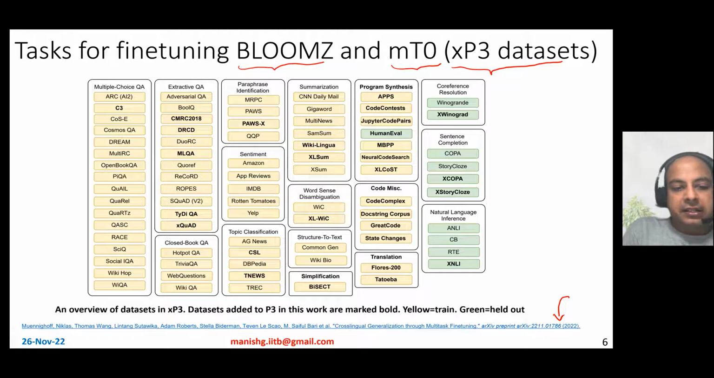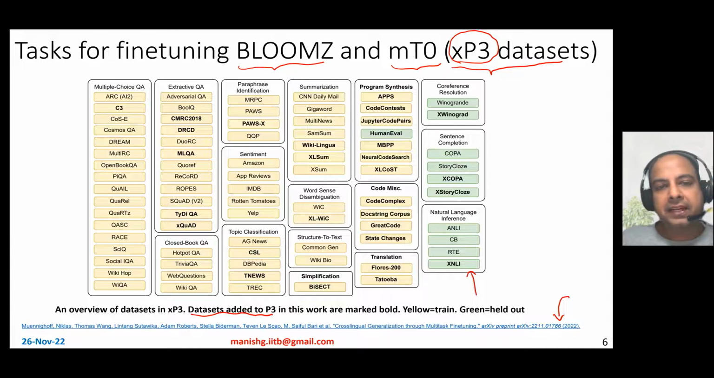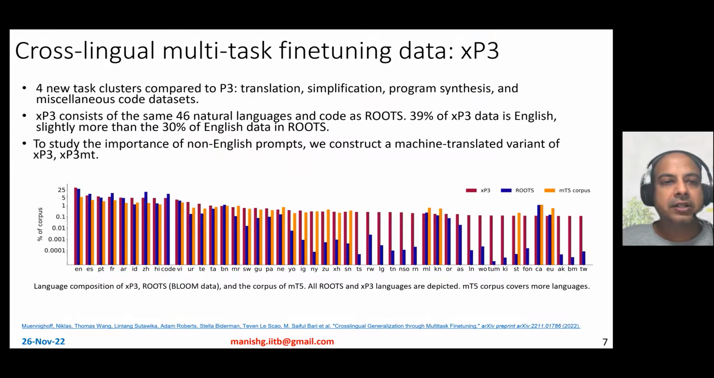As you see here, yellow ones again are the data sets and tasks which are used for training, and the green ones are the ones which have been held out for evaluation. Also, you see some of them have been highlighted in bold. These are the ones that have been added extra for multilingual purpose, right? The ones which are not highlighted in bold are the ones which have been carried forward from the P3 dataset, and the datasets that were added to P3 to come up with this new dataset, now called XP3, are highlighted in bold, right? And they have been used to do multitask fine tuning for BLOOMZ and mT0 models.